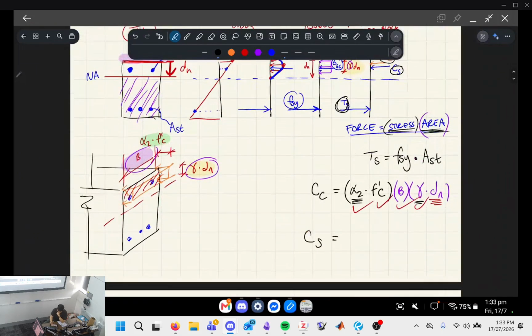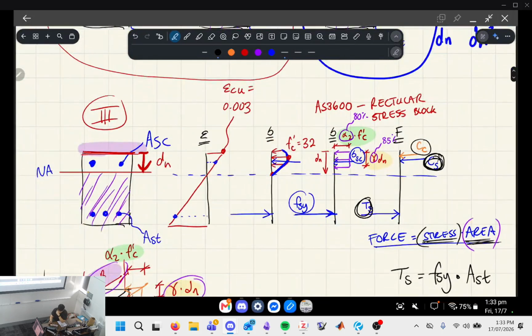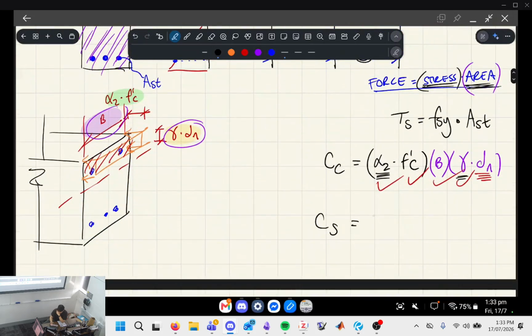Okay, so CS is the last one. This is the force due to the compressive steel. Stress times area, right? In theory, this is quite simple because it's similar to this one, except instead of FSY, we just have sigma CS, and instead of AST, we have ASC. So simple enough, right? The problem is this is not a straightforward calculation.